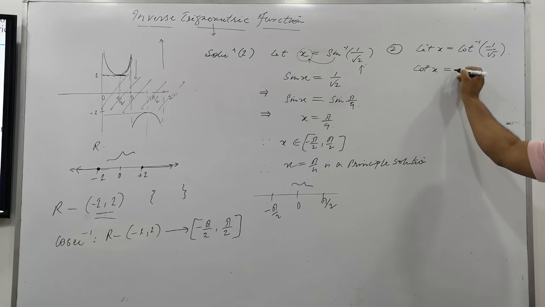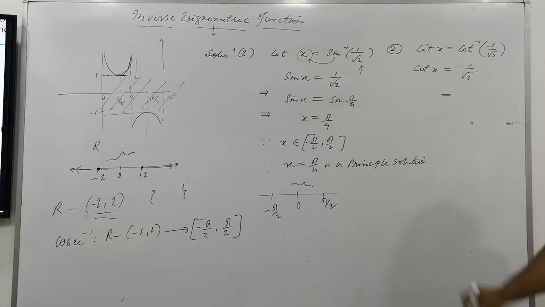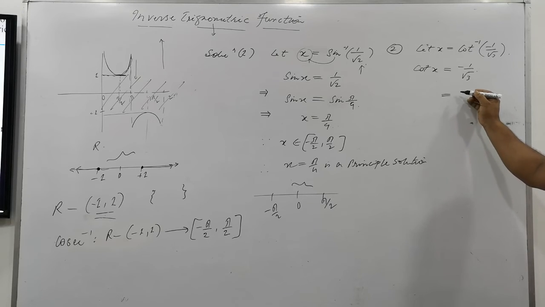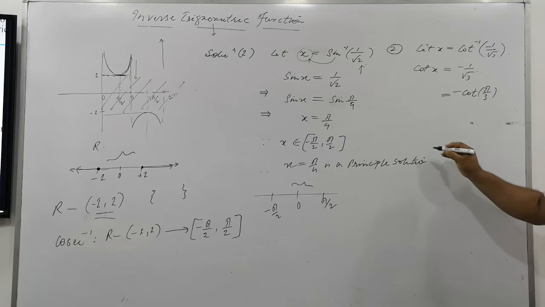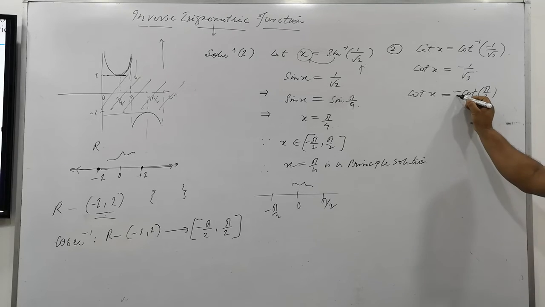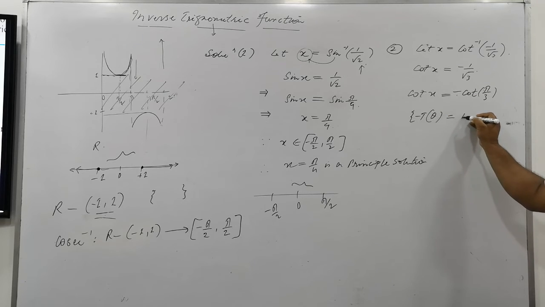Cot of x is equal to minus 1 by root 3. So in place of 1 by root 3, what can I write here? Minus cotangent of pi by 3, cot pi by 3. Cot 60 is equal to tan 30, right? So it's pi by 3. Interesting concepts are coming here. Can I cancel this cot on either side? No. Why? Because minus is coming here. First I have to apply here that t of minus theta is equal to minus t of theta.